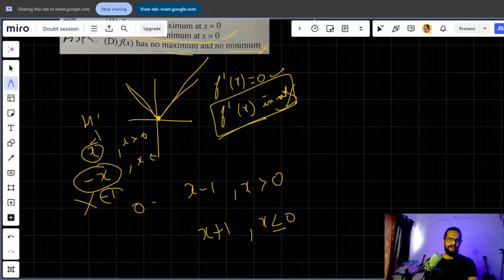So how to do that? Towards the right hand side, the differentiation is positive, and towards the left hand side, the differentiation is negative. Which means the sign of the differentiation has changed from negative to positive, which means it must be a point of minimum. Any doubts?